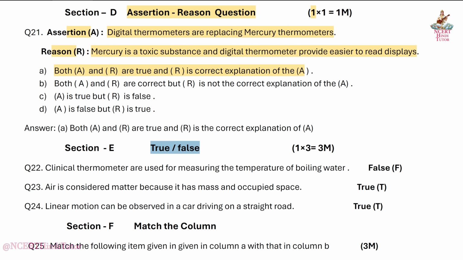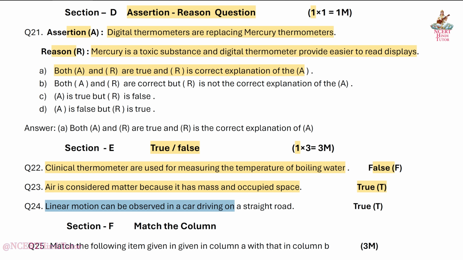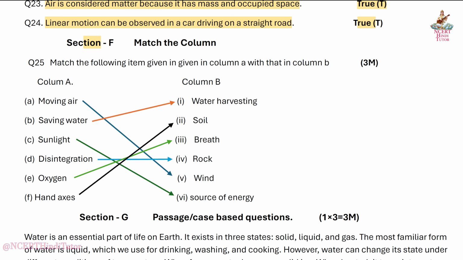Section E, true or false, carrying 1 mark each. Question 22, clinical thermometers are used for measuring the temperature of boiling water. This is false. Question 23, air is considered matter because it has mass and occupies space. This is true. Question 24, linear motion can be observed in a car driving on a straight road. This is also true.